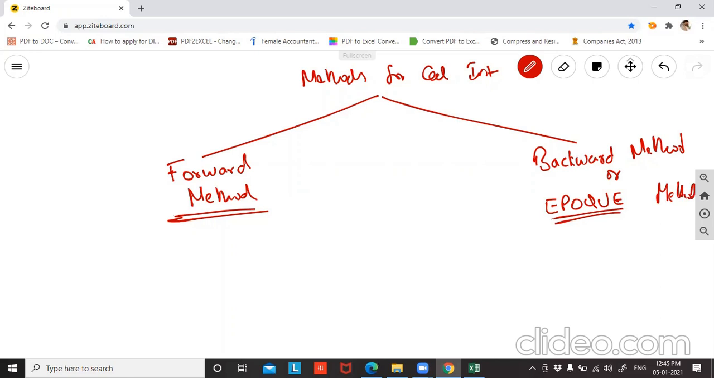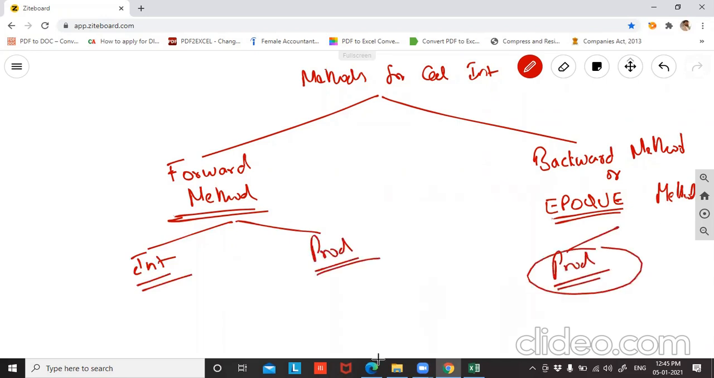Guys, forward method is of two types. Separately, I'll calculate interest for each transaction, and then the product method. Here, only the product method. If they ask you to calculate interest transaction-wise separately, then we'll do accordingly. Or else, in your syllabus, they have only given you sums related to the product method. Now, what does forward method mean?